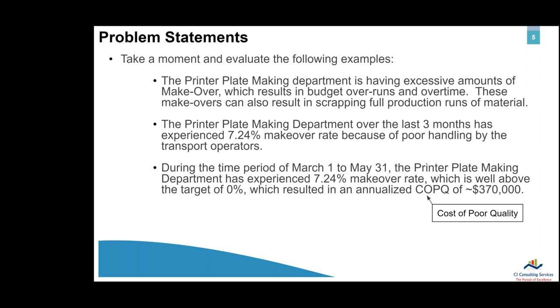So take a look at the third problem statement. And here we have a very specific time frame. We still have that annoying 7.24%, the unnecessary precision in the percentage. It does give us a target of zero, and it results in an annualized cost of poor quality estimated at 370,000. The funny thing about that is cost of poor quality is typically represented by an iceberg where only 10% is known, 90% of it is hidden.